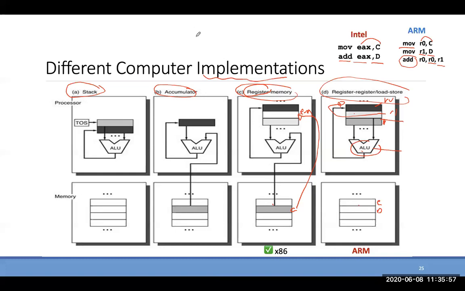you cannot have both memories. You cannot say add memory 1 to memory 2. That's not possible in register-memory. You have to have at least one register. Here, it's not even possible to have one memory. Both of them have to be registers. So this is what we call x86, and this is what we call ARM.